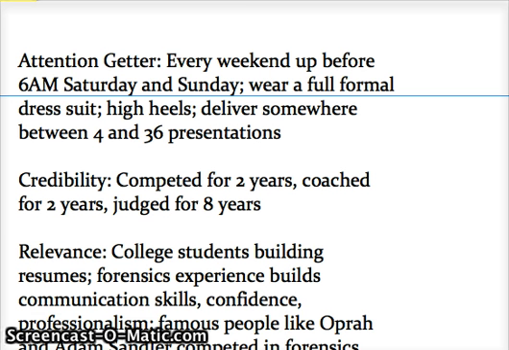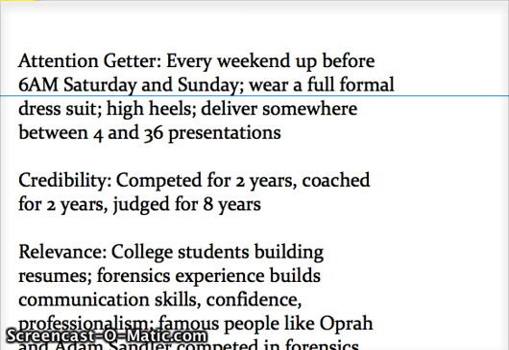Every weekend, you're going to wake up at 6 a.m. or before that on Saturday and Sunday. You're going to be wearing a full formal dress suit. If you're a female, you're going to wear high heels, and you're going to deliver somewhere between 4 and 36 presentations. Does that sound like fun? Well, for some people it is. Some people it's not. For me it was. In college, I competed for 2 years on the collegiate speech team, or the forensics team is what it was called.